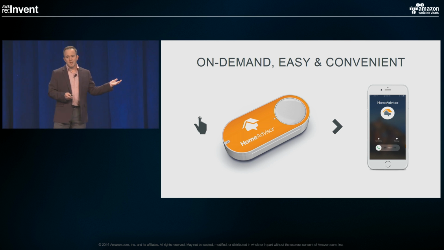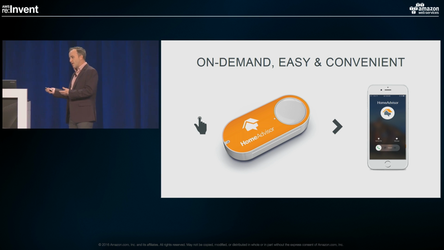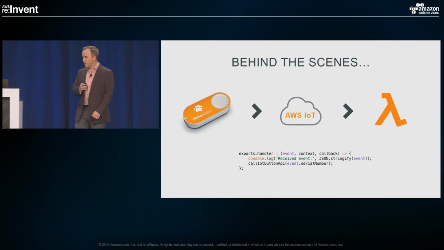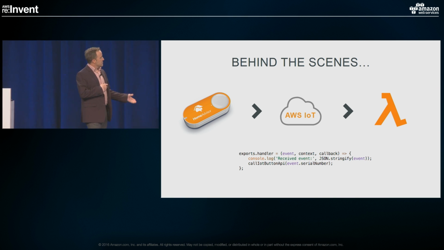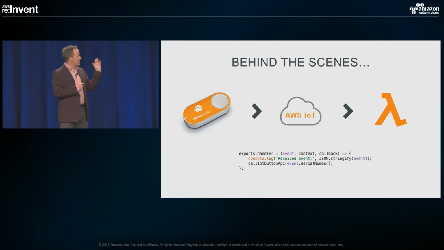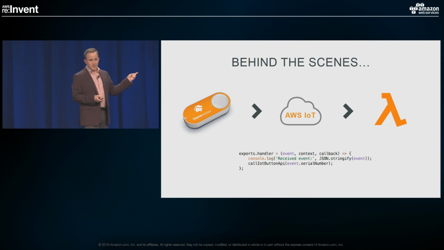So it seems that simple, but really behind the scenes, you might think it's more difficult, but with the IoT button, it's very simple. So when the button's clicked, it hits the cloud, triggers the HomeAdvisor Lambda function, and that's our code right there. So you see in just a couple of lines, we built a Lambda function. Very simple, very quick to do.